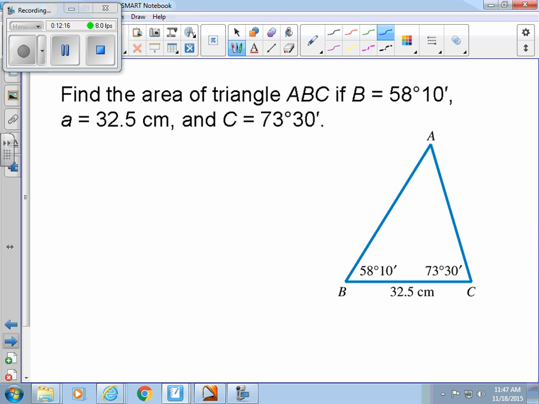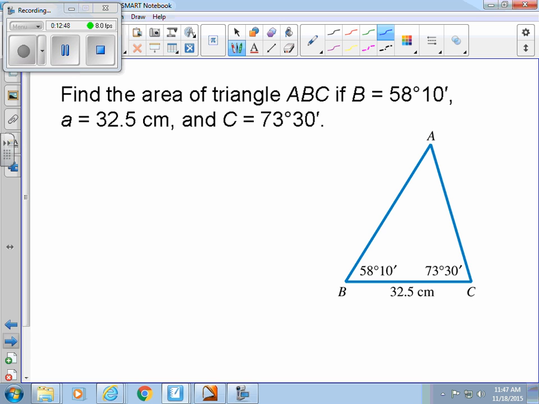This one is not set up for that formula. Not at first glance. Why not? I have two angles. I only have one side, right? So find another side. Either of the other sides, it wouldn't matter, but if I found another side, that would get me enough information to use the new formula.